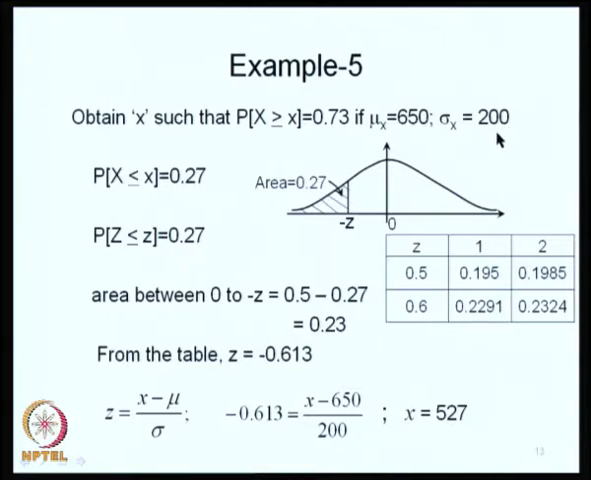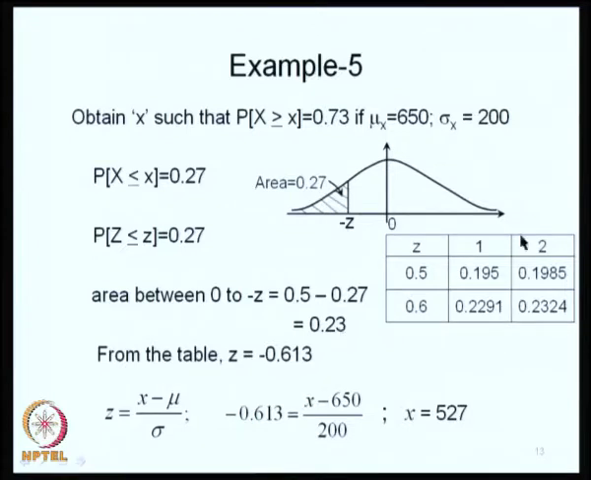sigma x estimated is 200. So, as you can see, the probability of x being greater than or equal to x converts itself into the probability of x being less than or equal to x is equal to 1 minus 0.73, which is 0.27. So, you are looking at an area of 0.27. Because it is less than 0.5, it has to lie on the negative side of 0, on the left side of 0. So, we are looking at minus z here. So, the area between 0 to minus z is equal to the area between 0 to plus z here. So, we are looking at an area of 0.23.